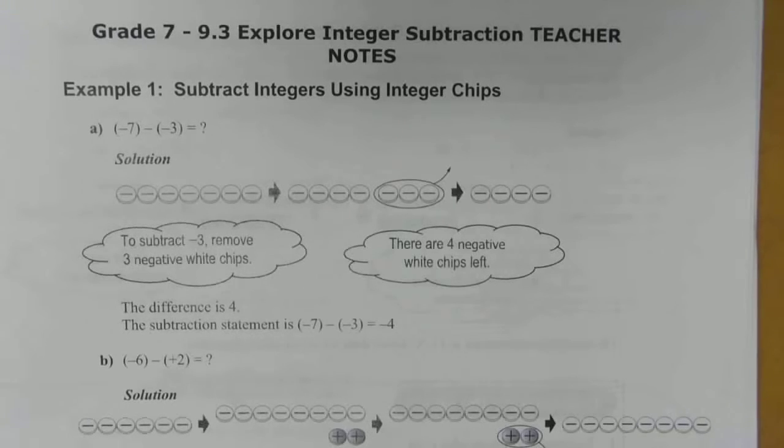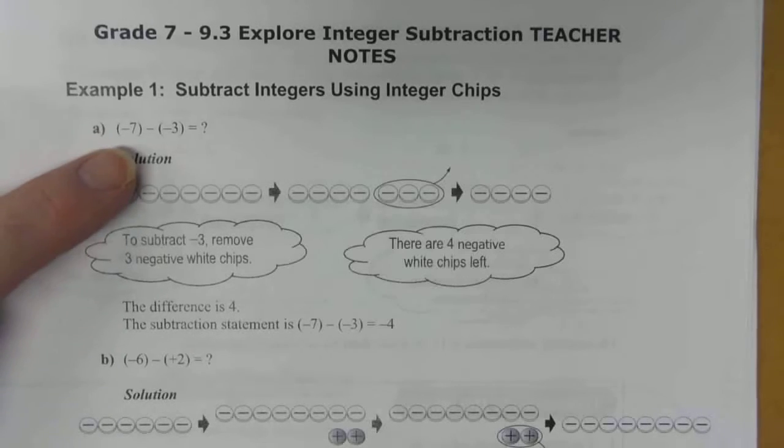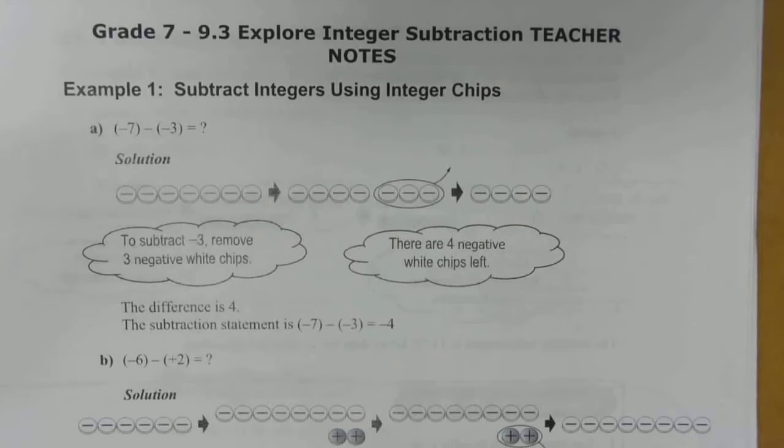9.3 is about exploring integer subtraction. We're going to subtract using integer chips to start with. So we have an example here, -7 subtract -3. We need to try and figure out the answer.